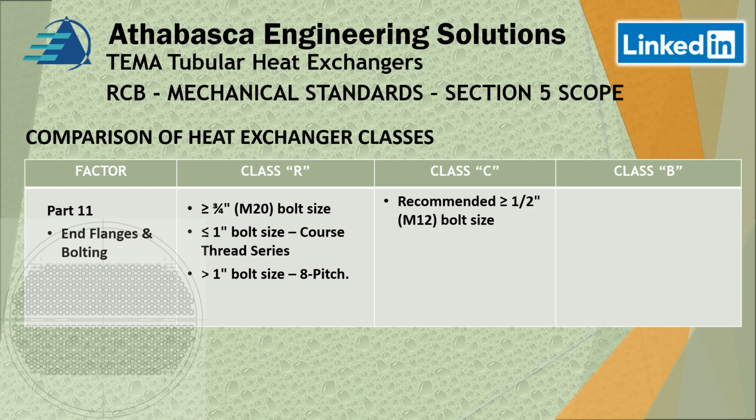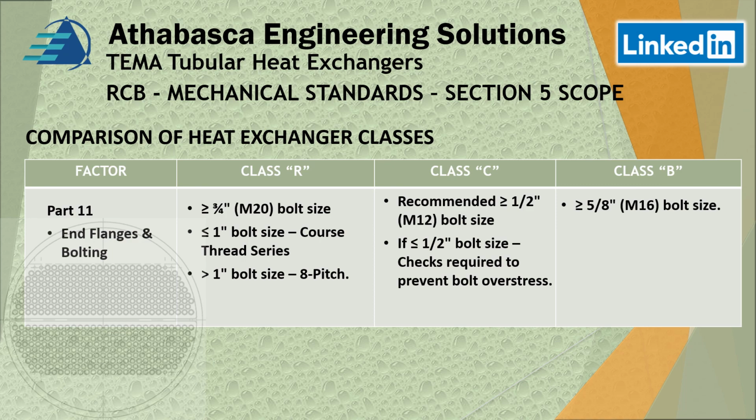And for Class C, you've got to be at least half an inch, or equal or greater than half an inch, or an M12 bolt size. And if it's less than that bolt size, then checks are required to prevent bolt stress, because when you get really small bolts, they can easily be over torqued. Now, Class B says if you're 5/8 of an inch or greater, an M16 is required for the Class.